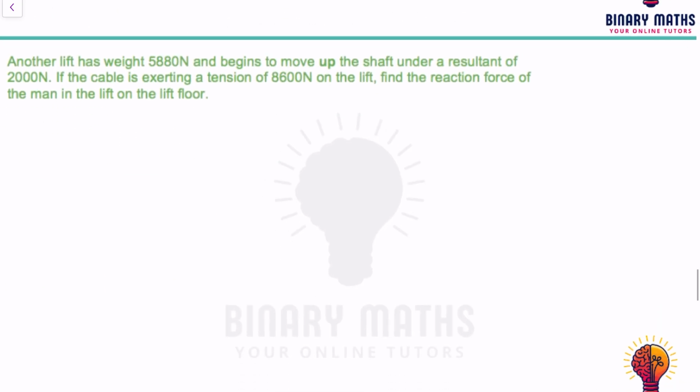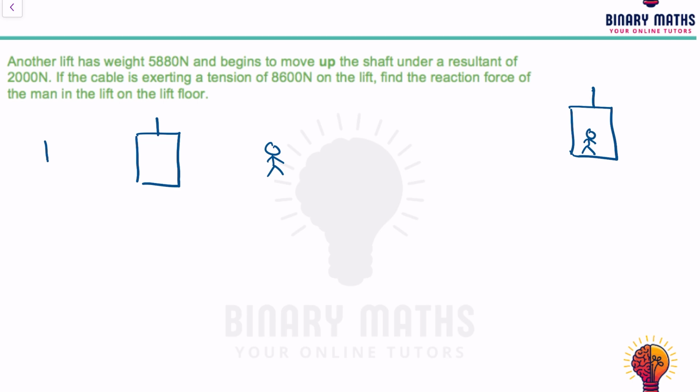Another lift has weight 5,880 newtons and begins to move up the shaft under a resultant force of 2,000 newtons. If the cable is exerting a tension of 8,600 on the lift, find the reaction force of the man in the lift on the lift floor. So we've got a man on the lift. Okay, so we've got the cable, we've got the lift, and then we've got the man.